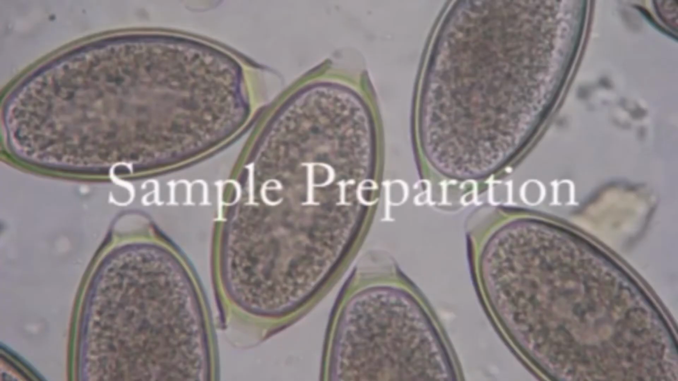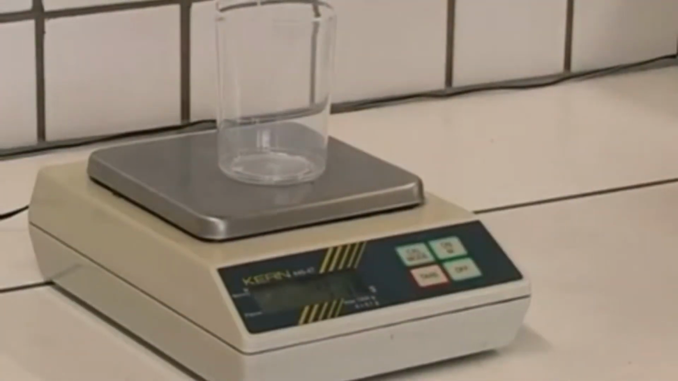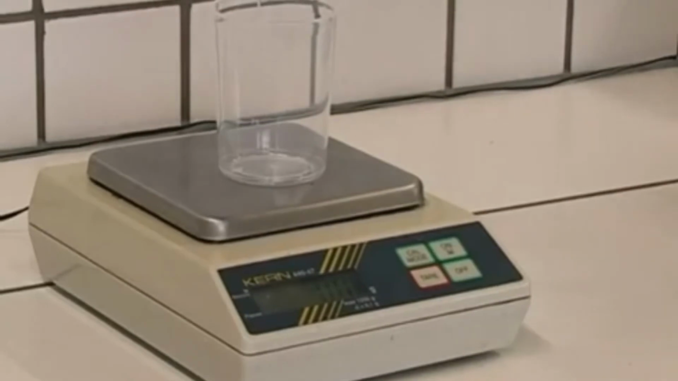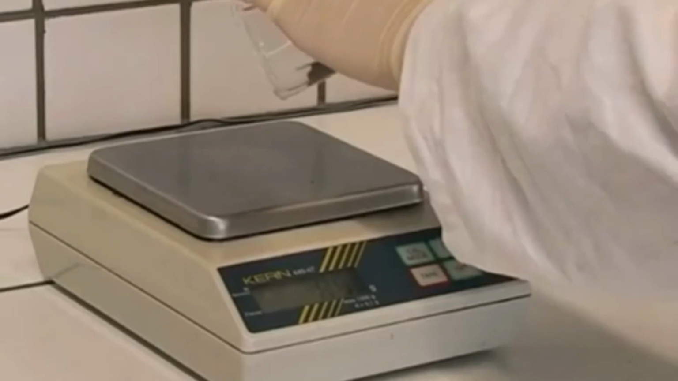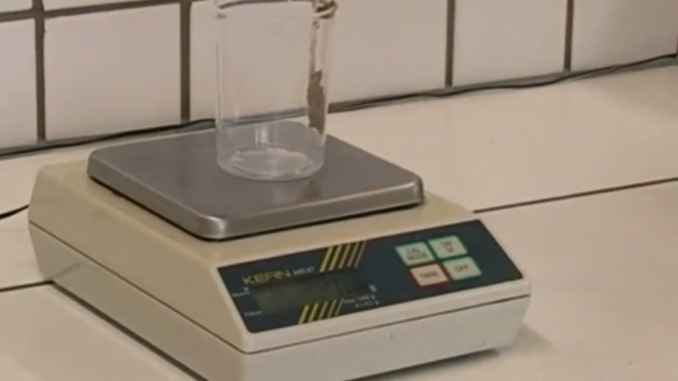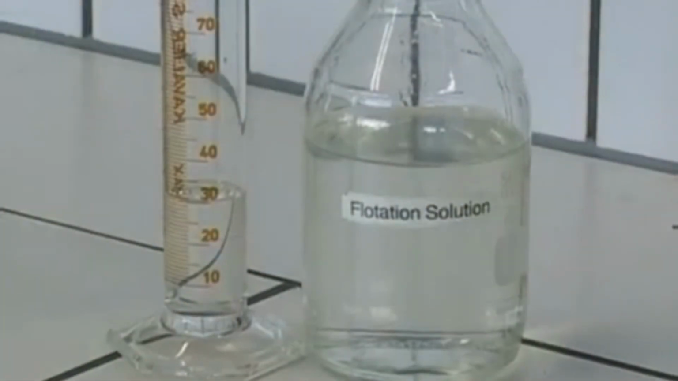Sample preparation. Place an empty beaker on the scale and press the tare key. Add 2 grams of the sample to the beaker. It is important to weigh exactly 2 grams, as this may influence the accurate estimation of the fecal egg count. 30 milliliters of the flotation solution is added to the sample.